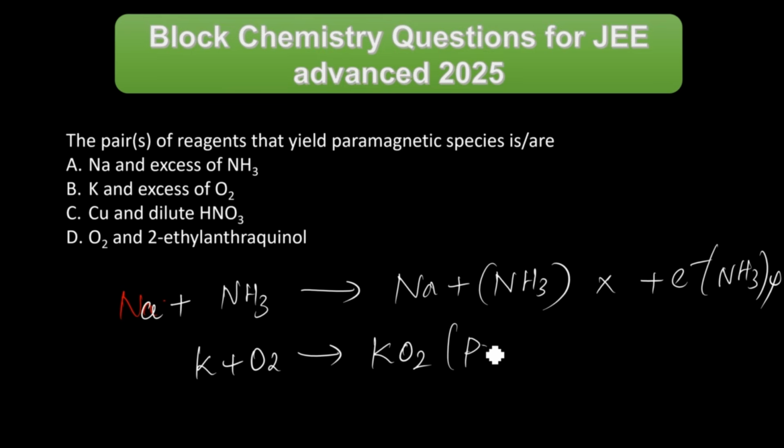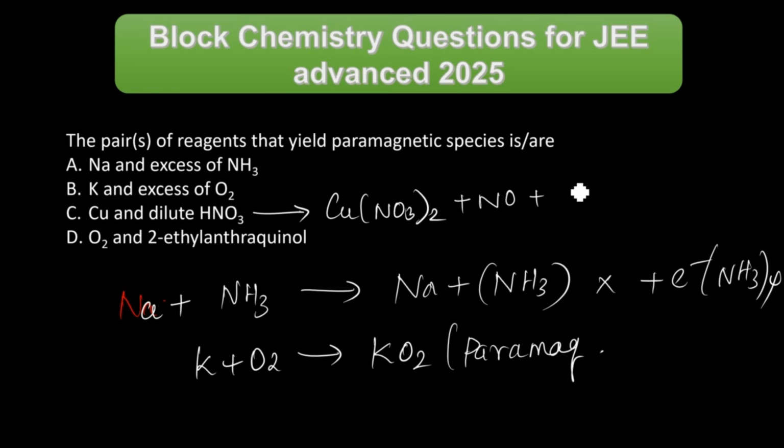Which is a paramagnetic species. So O2 is paramagnetic due to the unpaired electrons, right? So which makes the compound paramagnetic. And Cu plus dilute HNO3 will produce Cu(NO3)2, copper nitrate, plus NO and H2O. So NO here becomes paramagnetic, correct? Because of the unpaired electrons in nitrogen.